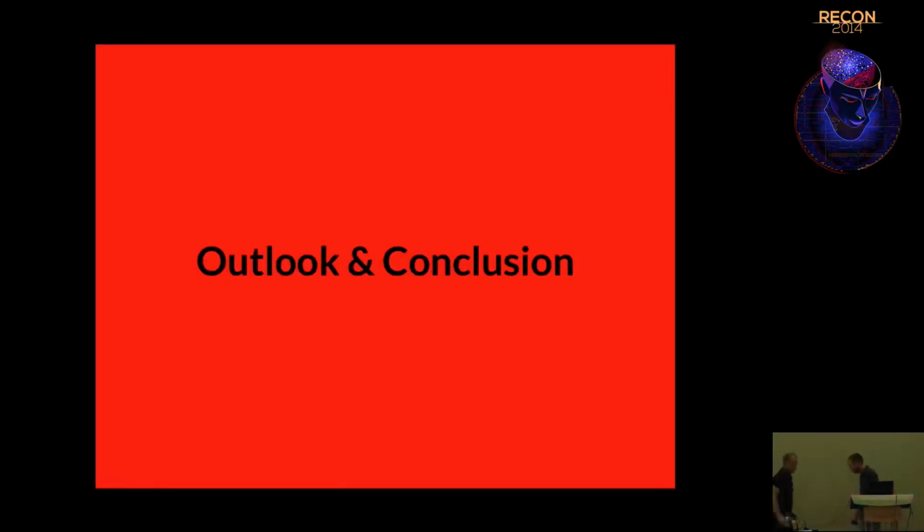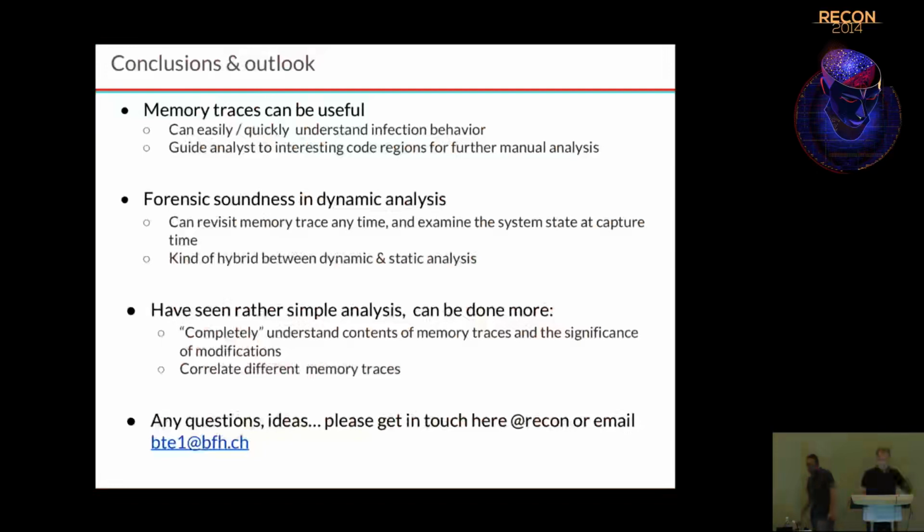Okay, so let's sum up. We hope we have convinced you that memory traces can be useful for understanding what's going on in the system. We have shown the example where you could understand the infection behavior of malware from these traces. And the other point is we think that it allows pointing an analyst to interesting code sections where he or she can carry on manually.